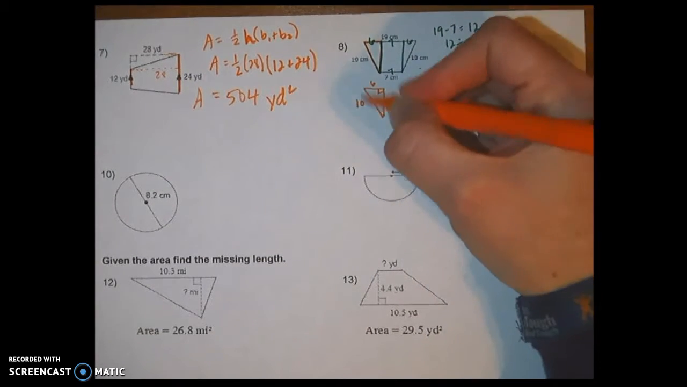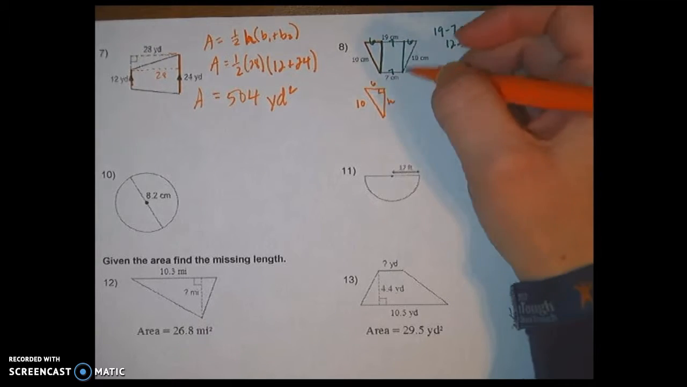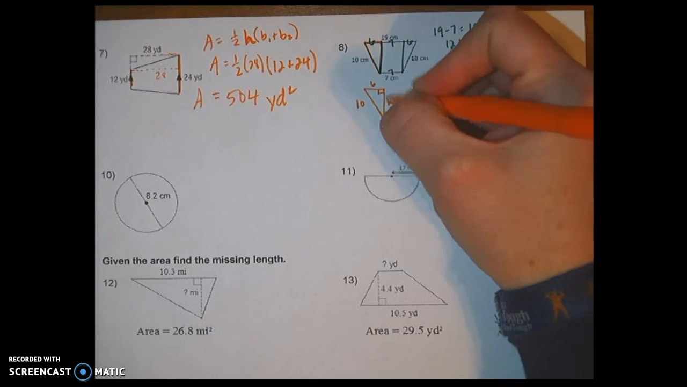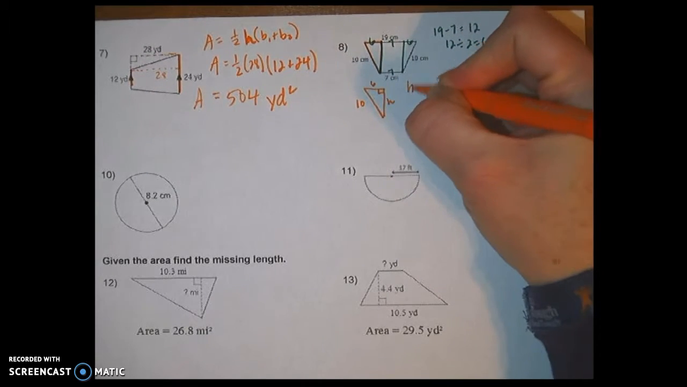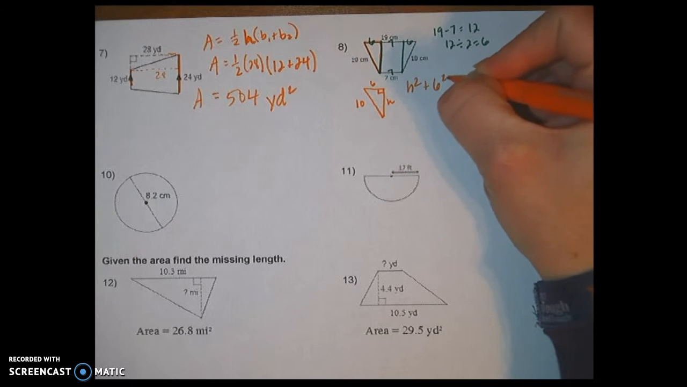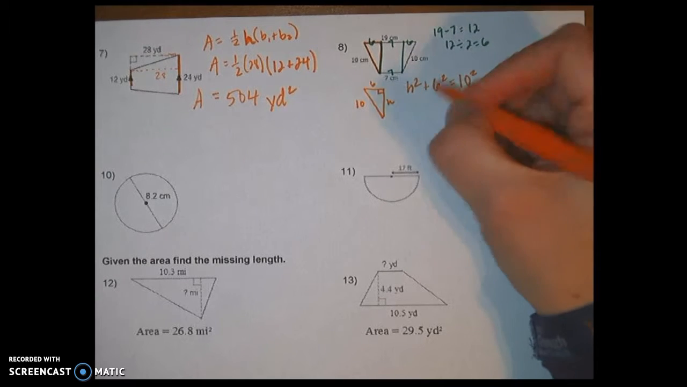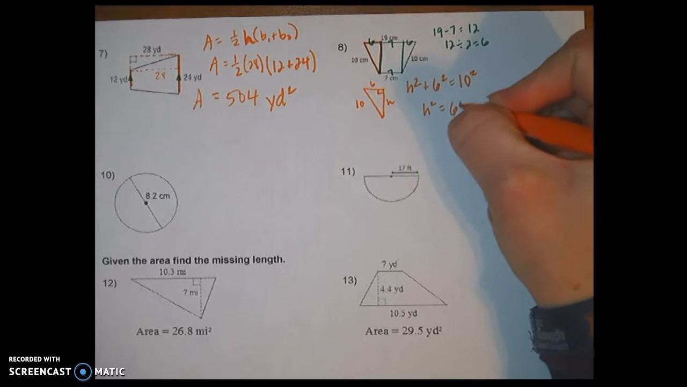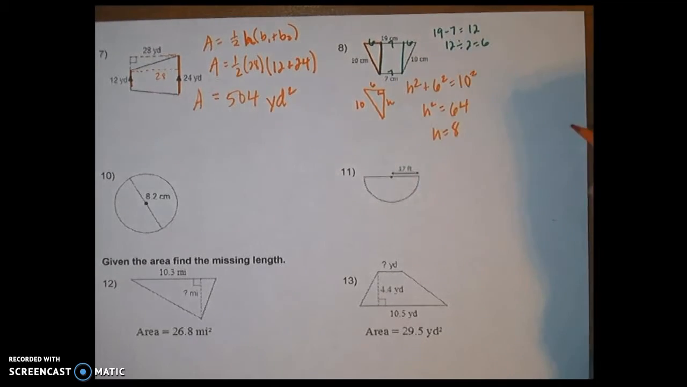This is a 3, 4, 5 triangle, if you remember those. So I know that this would be 8, but if you don't remember that or you don't recognize that, h squared plus 6 squared equals 10 squared, h squared equals 64, and h equals 8.